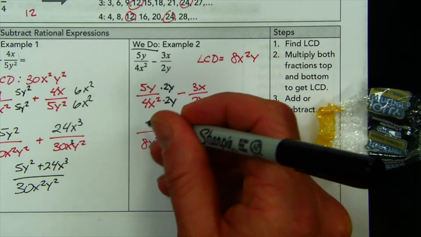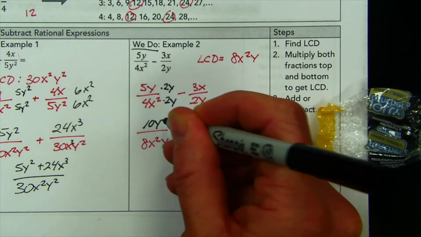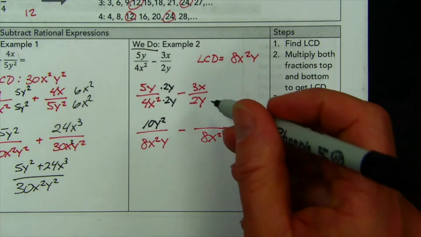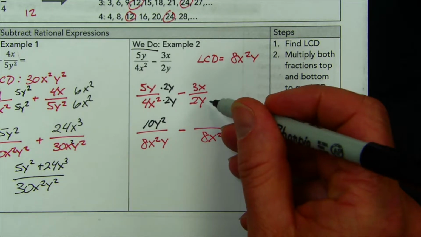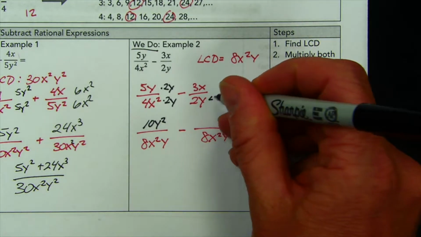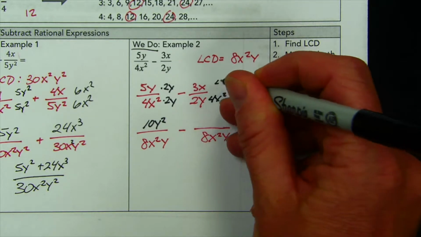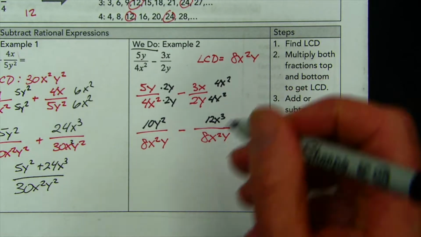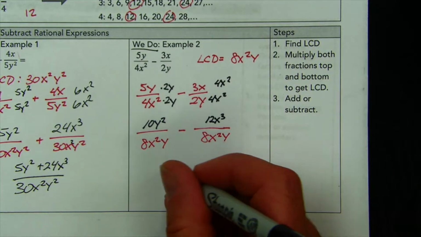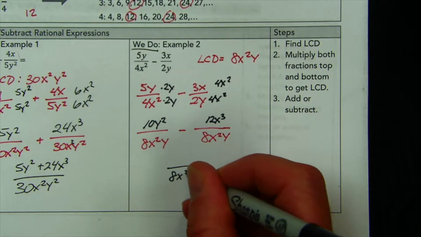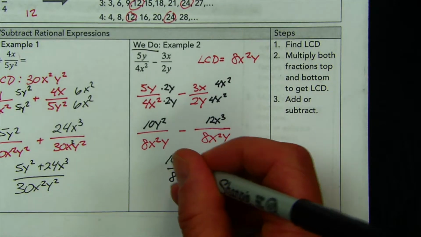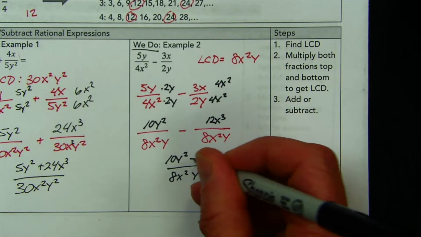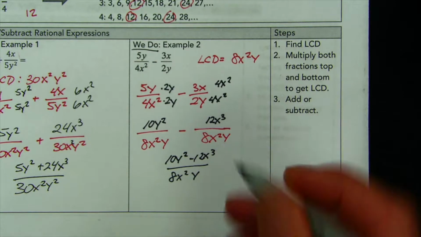So then right here we got 10y squared. Okay. And let's do this one. What are we going to multiply top and bottom by? 4x squared. That's going to give us 12x cubed. All right, and then again, we cannot combine the numerators, so we're just going to write 8x squared y in the denominator, and 10y squared minus 12x cubed. Beautiful.